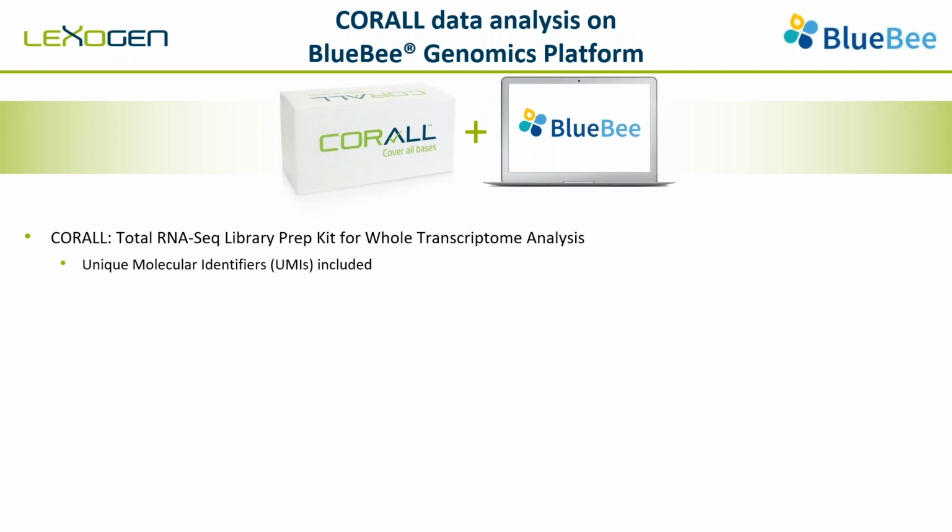So our final kit I'll be discussing is Coral. Coral is our kit for whole transcriptome analysis, and it enables the fast and cost-efficient generation of unique molecular identifiers, UMIs, labeled stranded libraries for the analysis on Illumina NGS platforms.